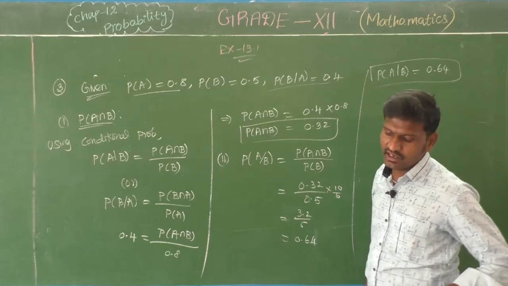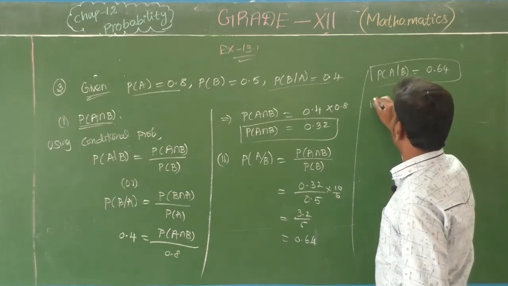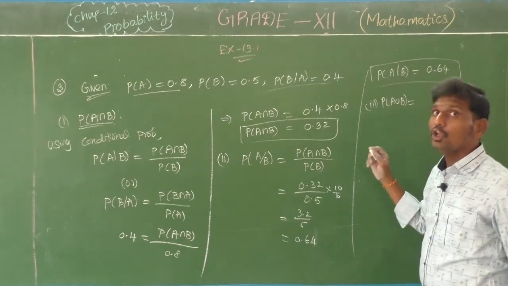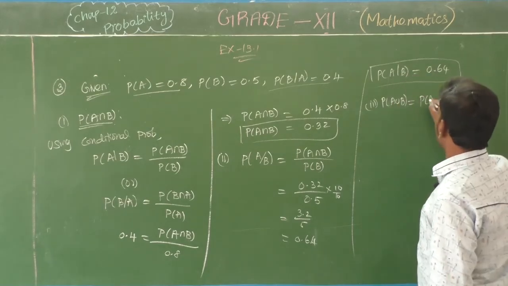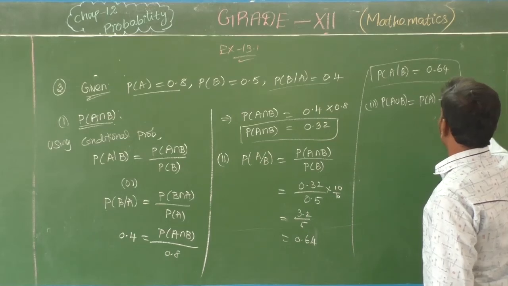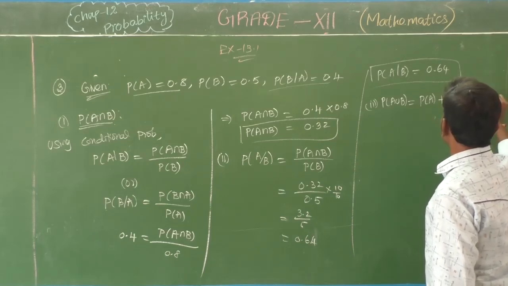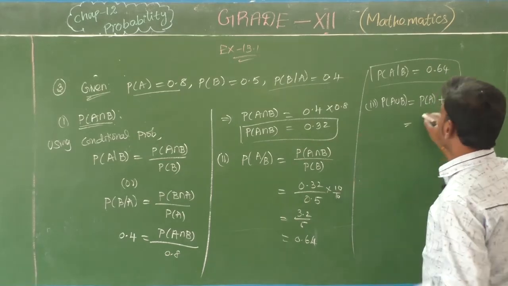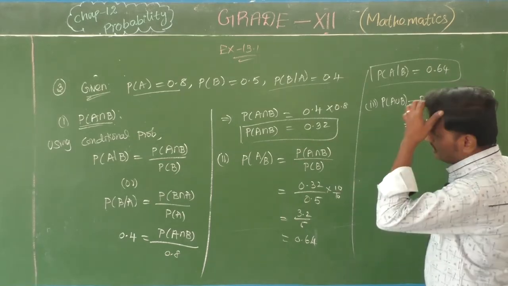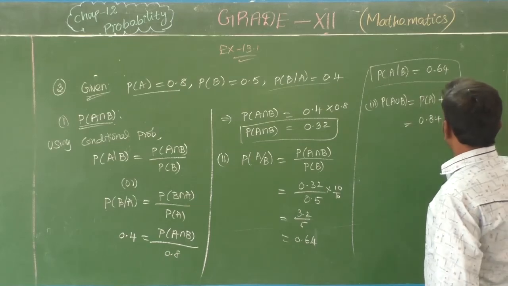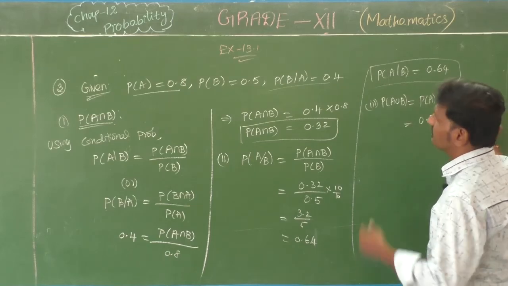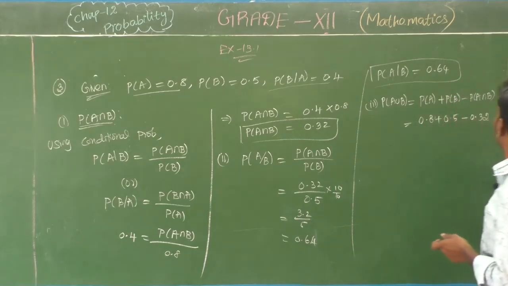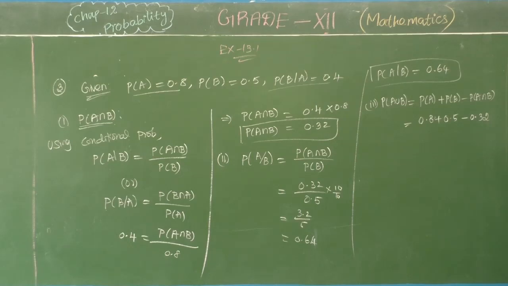And what is that final thing they are asking? P of A union B. So use the addition theorem on probability. You have the formula P of A plus P of B minus P of A intersection B. So use that formula and expand. P of A is 0.8 plus P of B is 0.5 minus 0.32, P of A intersection B. Okay. So 0.8 plus 0.5, what will come?